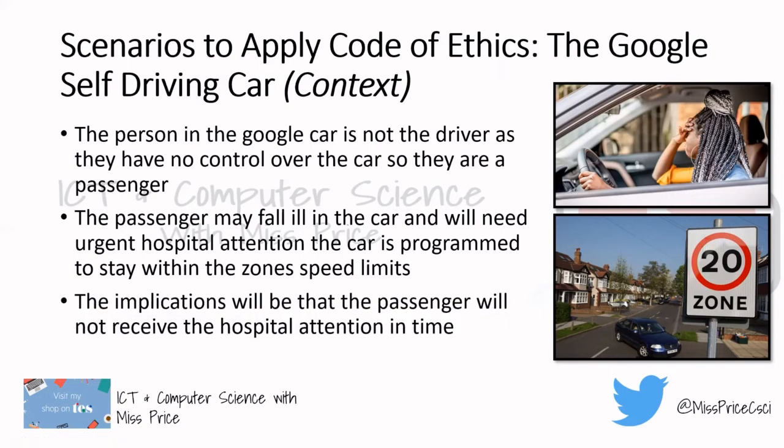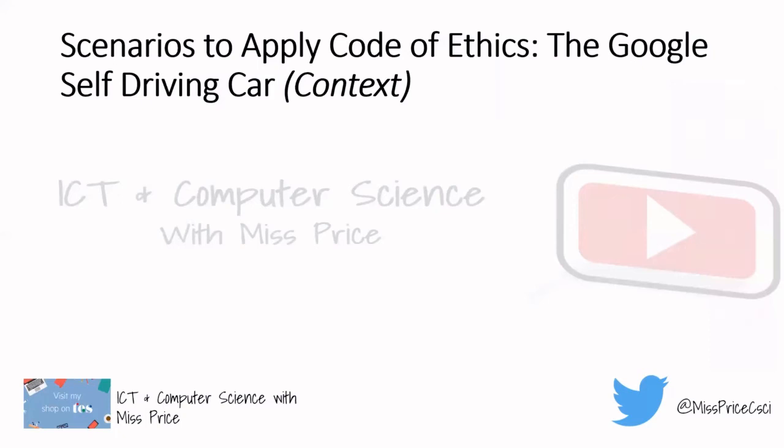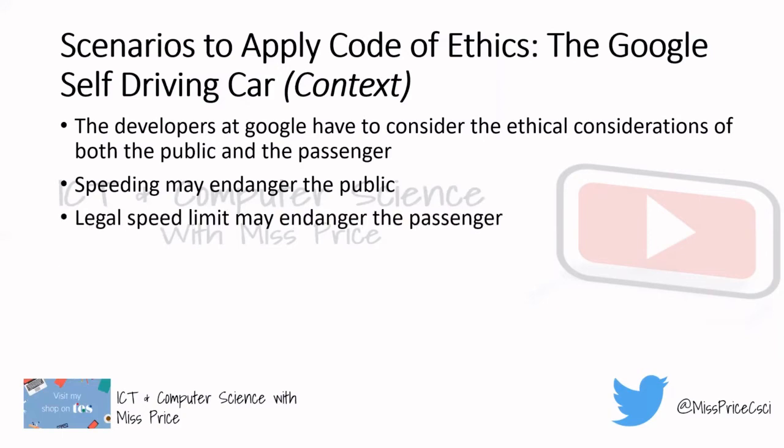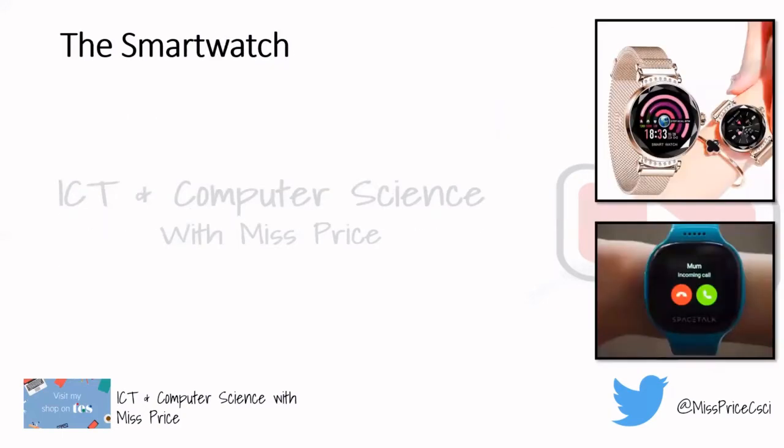So the implications will be that the passenger will not receive the hospital treatment and attention in time. Okay, so like for example, if somebody has a stroke, then the longer they're left without hospital attention, the more damage is going to happen. So now the developers at Google do have to consider the ethical considerations of both the public and the passenger. So the speeding may endanger the public, the legal speed limit may have endangered the passenger, and there's your problem.